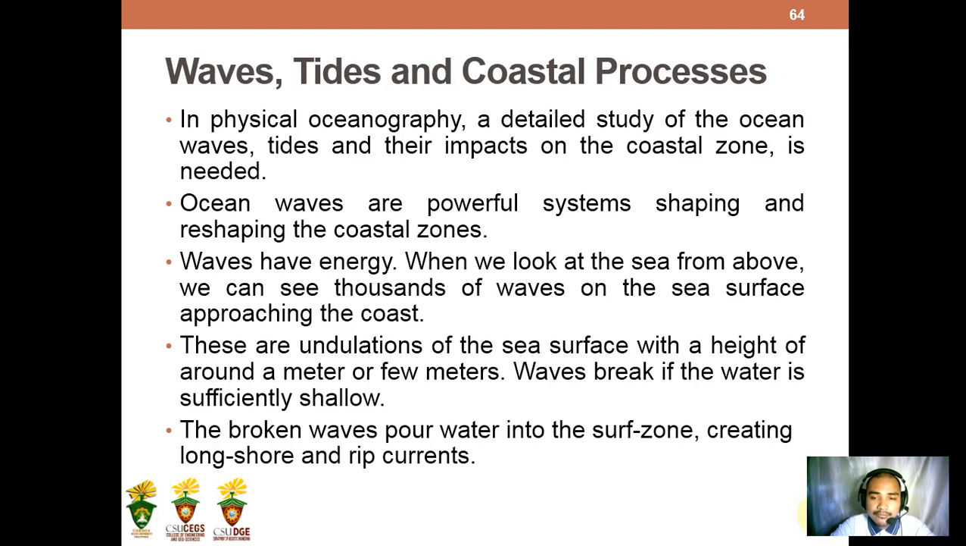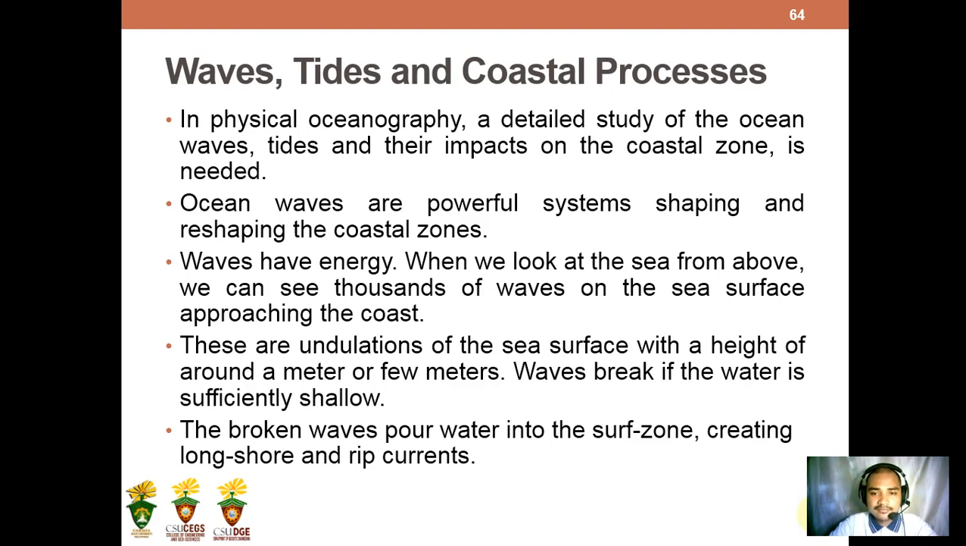Ocean waves are powerful systems, shaping and reshaping the coastal zones. You can notice the strength of the waves, or high tide and low tide. So it can cause changes or formation in the coastal zone or in the shorelines. It's because waves have energy. When we look at the sea from above, we can see thousands of waves on the sea surface approaching the coast. Or simply, you can observe it when you swim or go to the beach. You enjoy the waves.